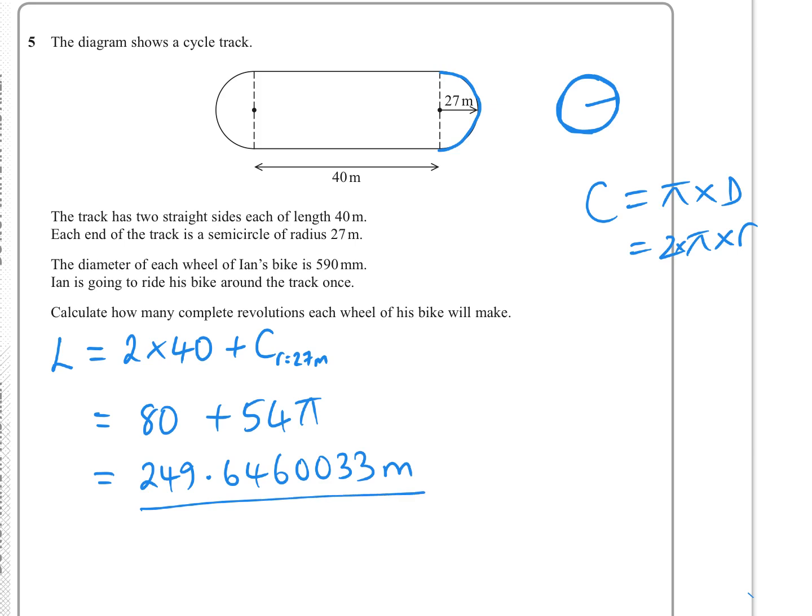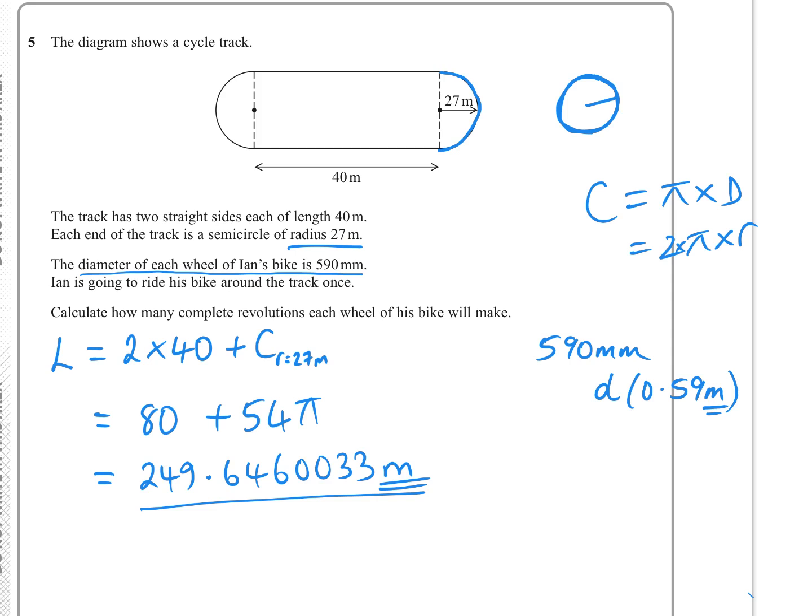So now we've got to look at the diameter of Ian's bike wheel. That's the diameter now. So notice we were talking radius here. So this is quite tricky. You've got to pay good attention to this. So 590 millimetres is, well, 1,000 millimetres are a metre, so the diameter is 0.59 metres. We want to get the units the same.